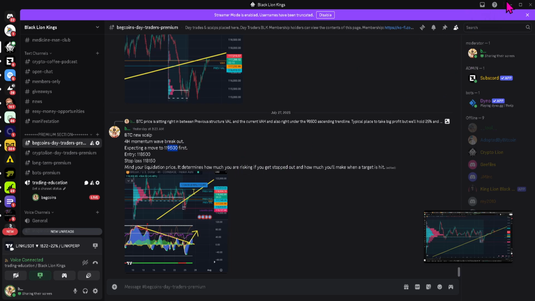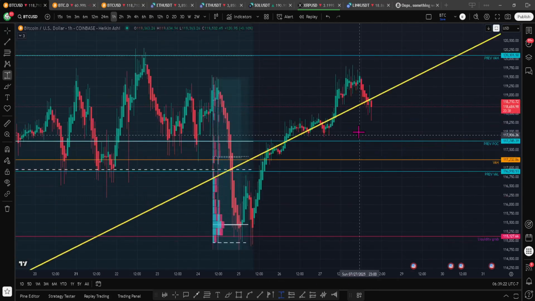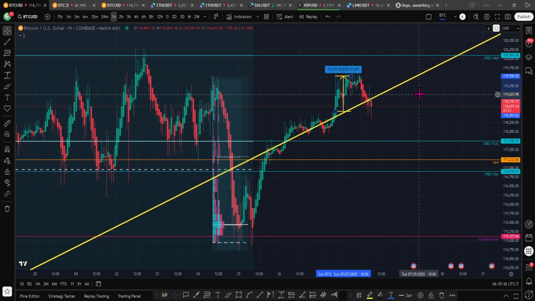That gain was, let's see, take this one out of the way. We can take the measurement tool here. We were somewhere around 118,500, right? And we said 119,500 or so. So we hit about 0.82% for a scalp. If you're playing with 10x, playing it safe, that's 8.2% on your investment.